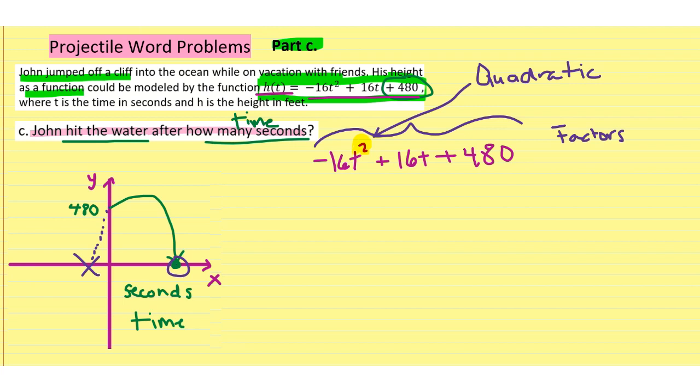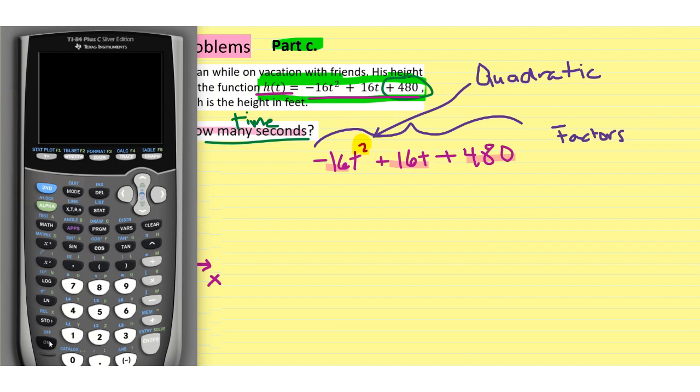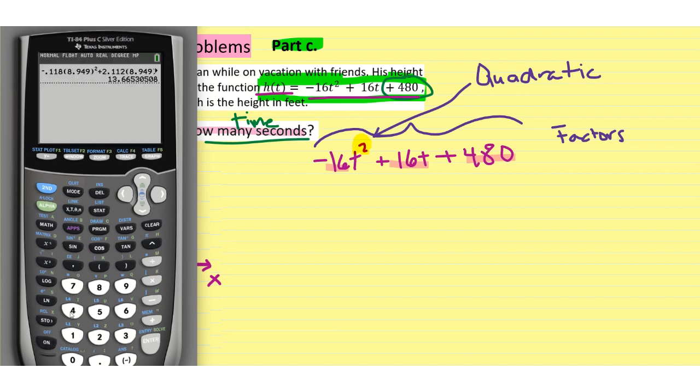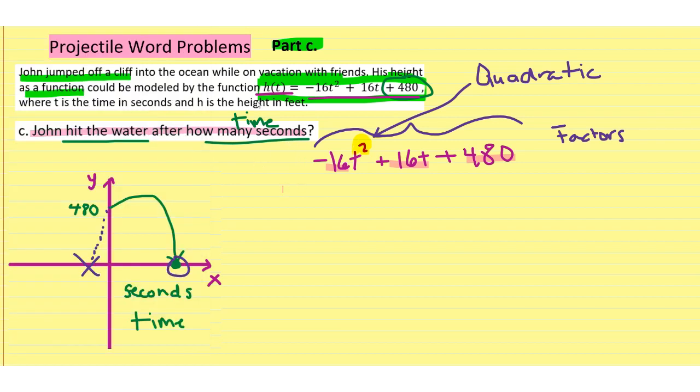So the first thing I want to consider is there a number that I can pull out or factor out of negative 16, 16, and 480? Well, let's check and see if 16 actually fits into the 480. Okay, so 480 divided by 16, and voila, it fits evenly. So that's what I'm going to do. I'm going to pull 16 out of everything.